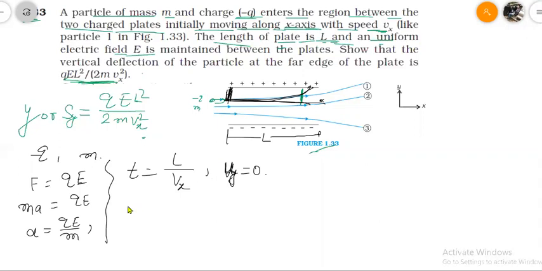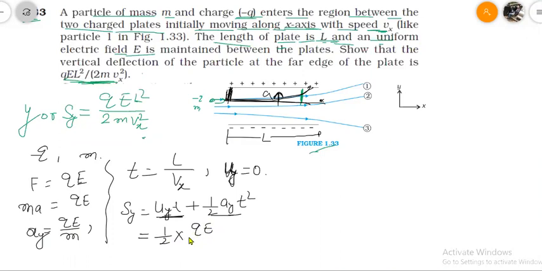So now we can consider the second equation of motion, that is sy is equal to uy t plus half ay t², and this acceleration is in y direction actually, because if the charge is negative then the force will act along this direction, so acceleration will also be along this direction. तो uy तो 0 हो जाएगा, इसे हटा दीजिए, तो एक्सेलेरेशन की जगह पे आप लिख सकते हो qE by m, और टाइम की जगह पे आप लिख सकते हैं L² by vx².